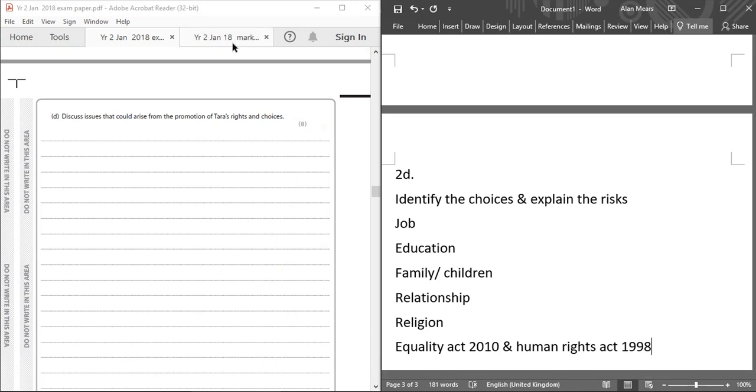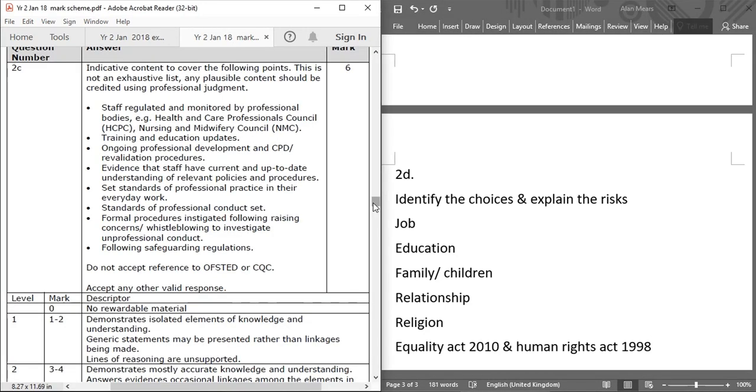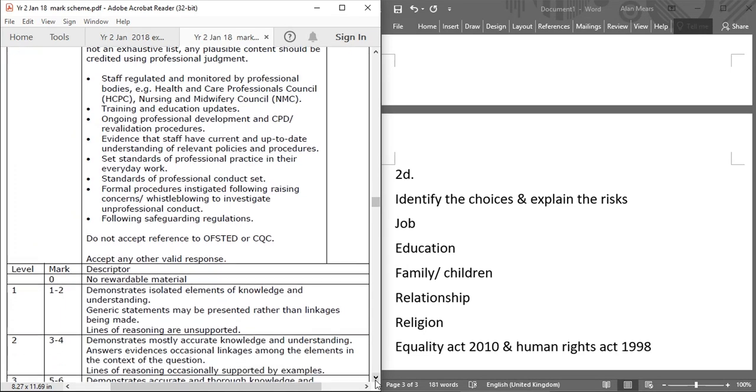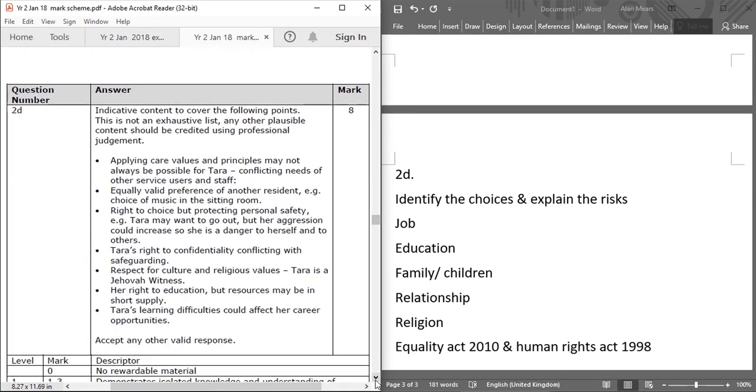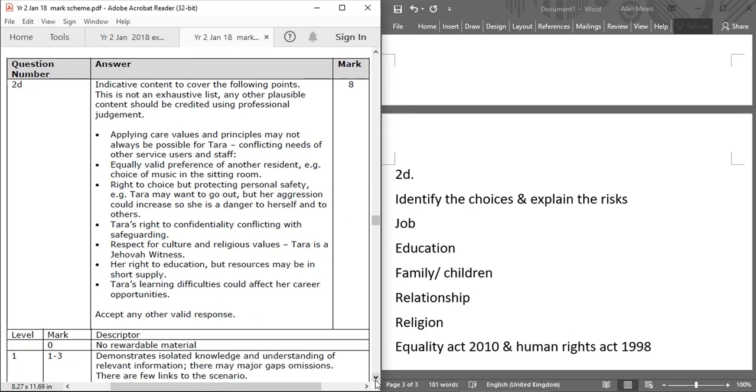So the exam board, what they suggest, what they flag up here as potential arguments. So there you go, you can see. Equally valid preference. So she has the right to choice. That's obviously one thing we want to recognise. She has the right to choice, but that could conflict with other service users, other residents in the care setting. So again, they want to protect her safety and respect her wishes. Confidentiality is kind of flagged up. Her religion, education support sources, learning difficulties could affect career.